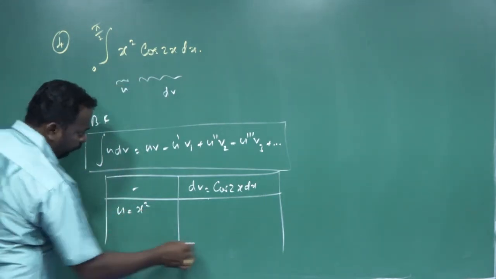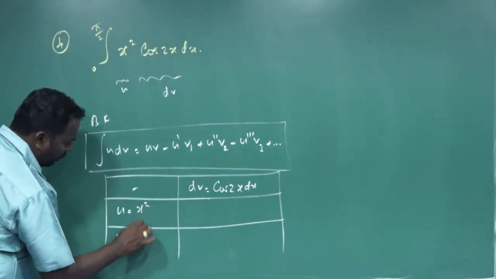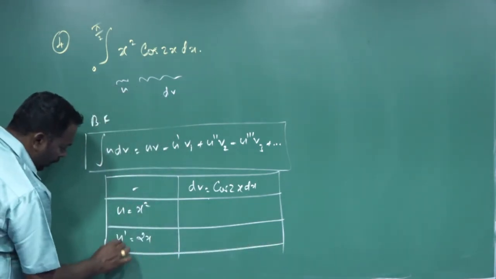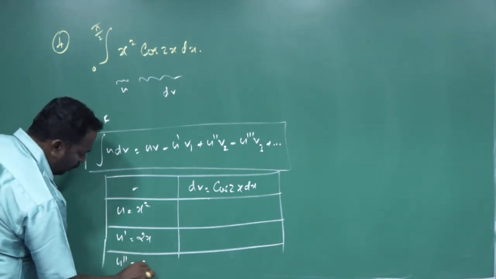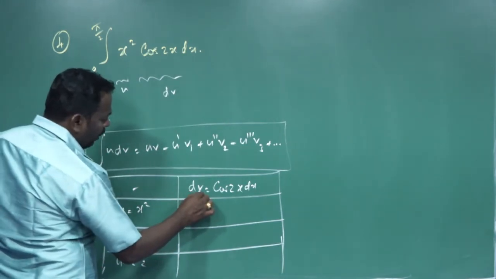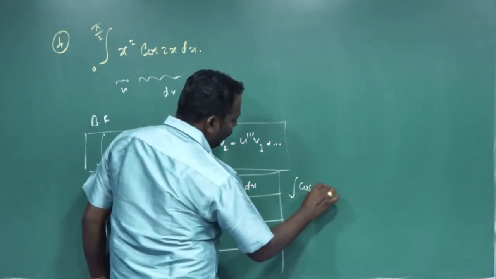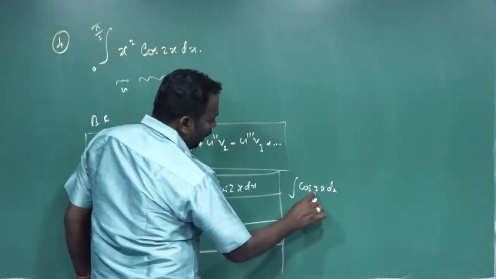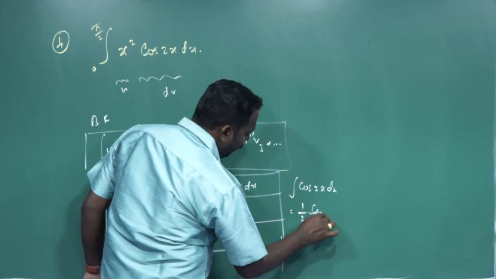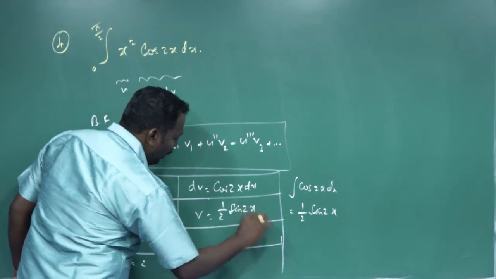Now differentiation of u gives u dash: the differentiation of x square is 2x. Again differentiating, u double dash: the differentiation of 2x is 2. Now the integration of dv is v: the integration of cos 2x dx, using the formula for cos ax dx with a equal to 2, is 1 by 2 into sin 2x.